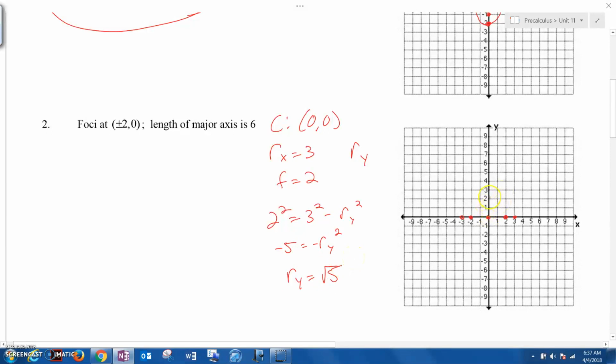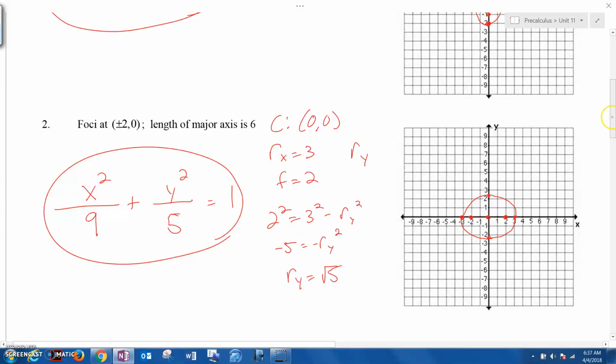That means it's a little more than 2. And there's my ellipse. You can use different colors if you want; I'm just keeping with the same one for today. Now we can write our equation. Remember, when you have the ellipse equation, you have your center at the top with the x and y. So in this case it's going to be x squared and y squared because, again, the center is 0, 0. The x radius was 3, so when you square that we say that's 9. And the y radius is root 5, so when you square that you get 5. And there's my equation.